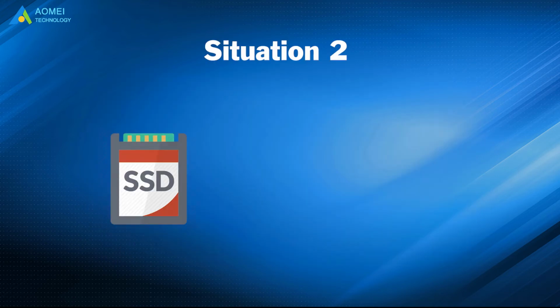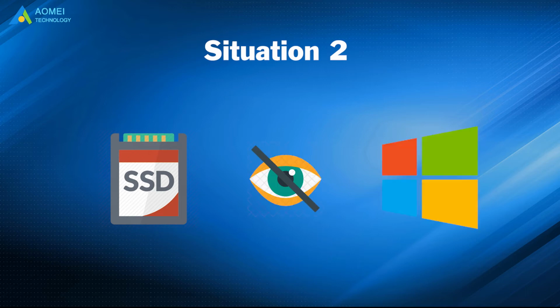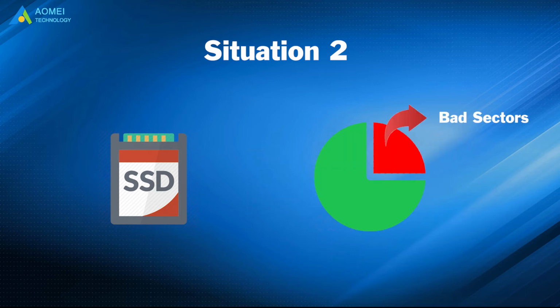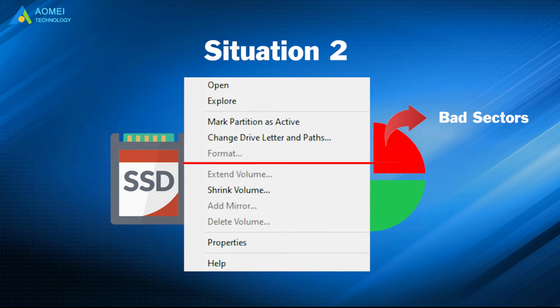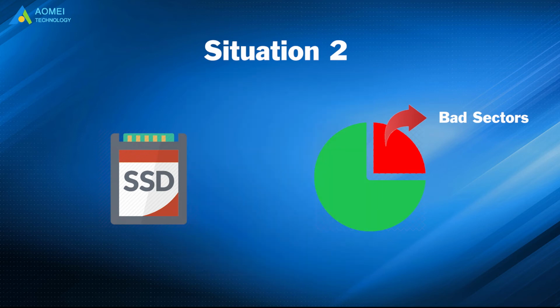After that, you are able to format SSD in Disk Management. Situation 2. SSD is not recognized by Windows, or there are bad sectors on SSD. The format option will gray out. In this case, you can turn to the second utility to format it.